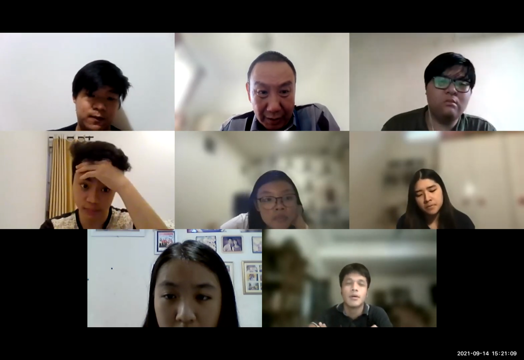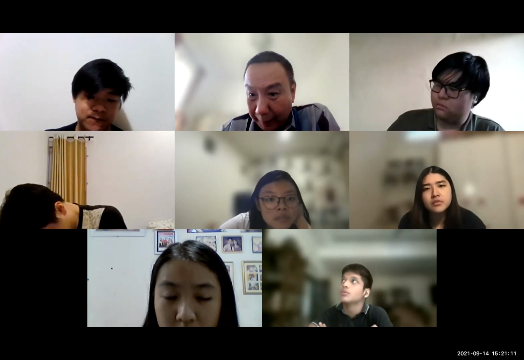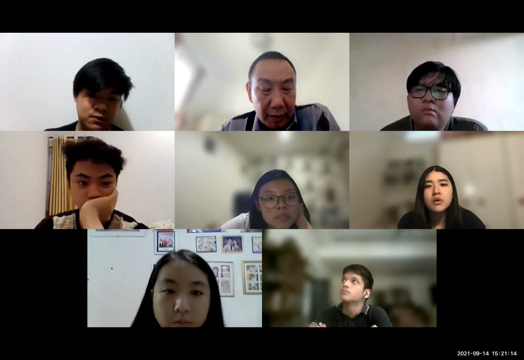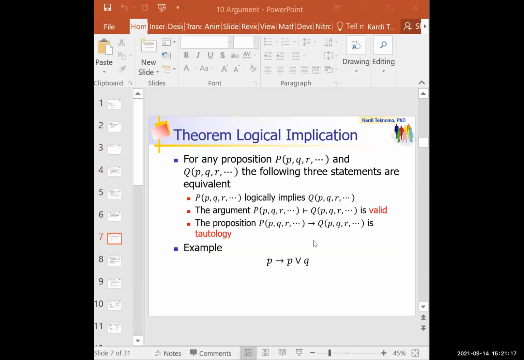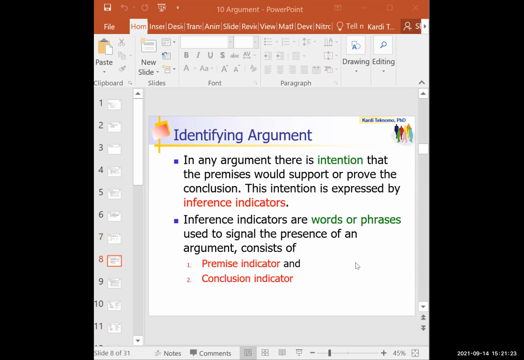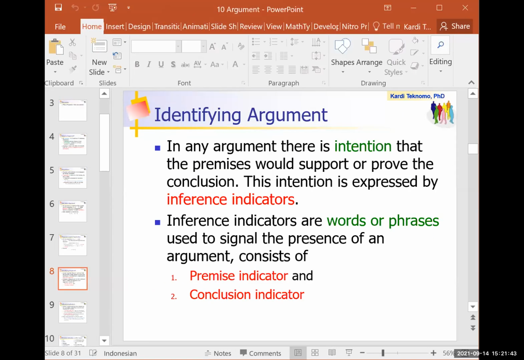Okay, let's continue with the argument. Where is the argument? Tautology means everything is true. I will show you next time in the next slide, so that you will understand this. So our task today is to identify the argument. In any argument, there is an intention. There's an intention that the premises would support or prove the conclusion.